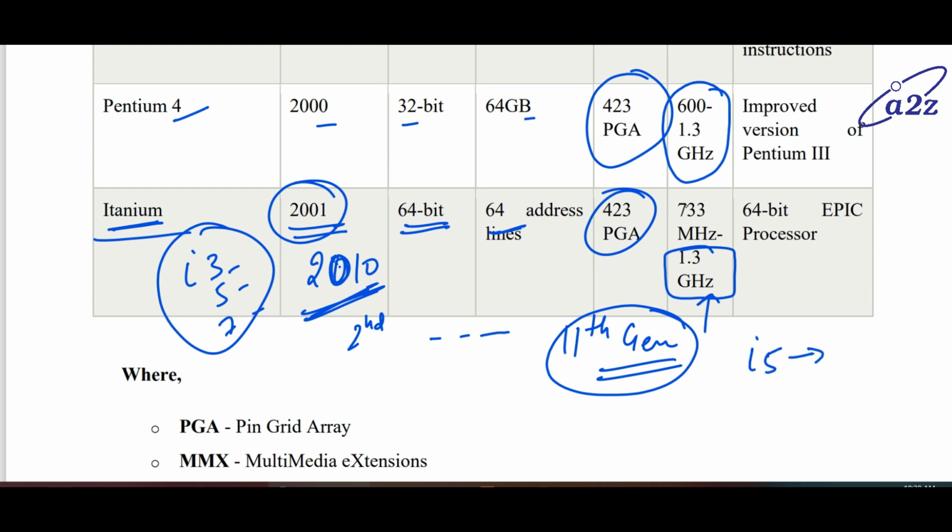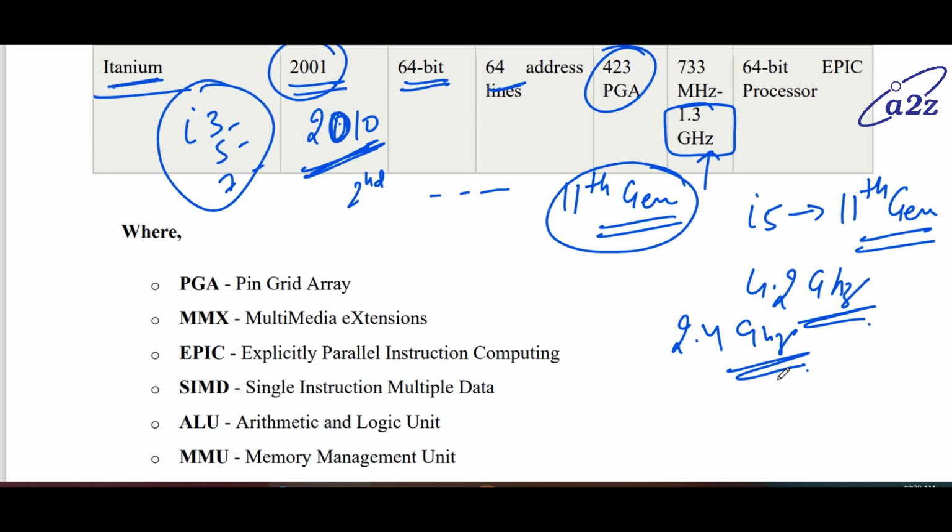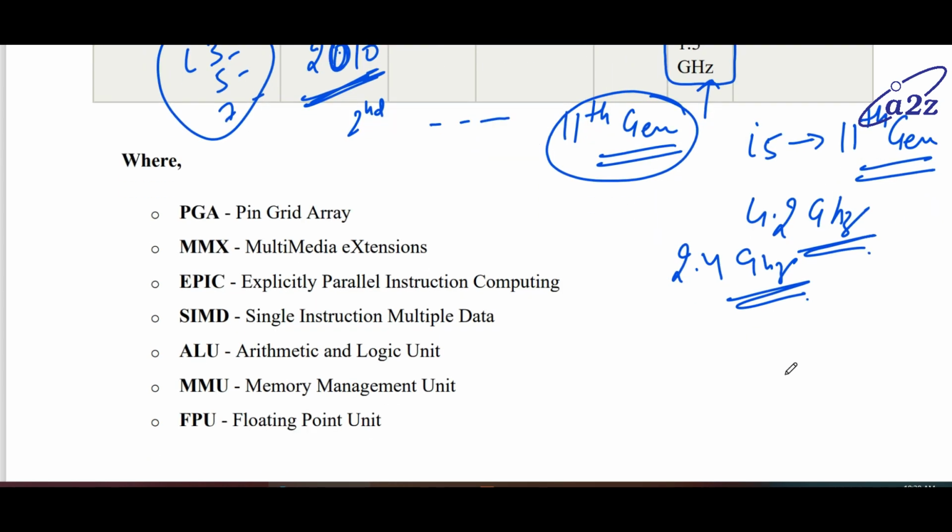If we talk about the i5 processor, then the 11th generation i5 is the latest one, which works on 4.2 gigahertz quad core processor architecture. Each core has 2.4 gigahertz frequency. Each processor has 2.4 gigahertz processing speed, and there is a quad core architecture, meaning 4 cores can be implemented together.